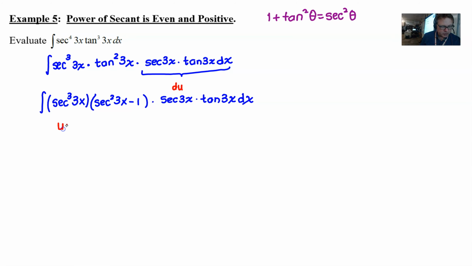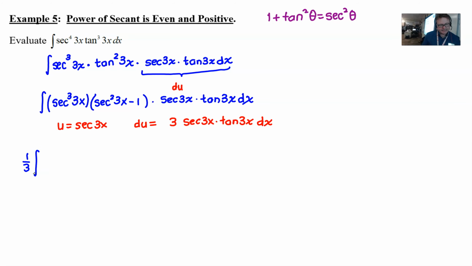Now, if you see that u is going to be the secant of 3x, we have to take this derivative, use the chain rule. So not only is the derivative of secant going to be secant tangent, right? We're going to have secant 3x times tangent 3x, of course. But we have to take the derivative of 3x, which just puts a stray 3 out in front. That's not a big deal, right? I know we don't want this 3 to be part of the du, so we can fix that by placing a 1/3 out in front of the integral.